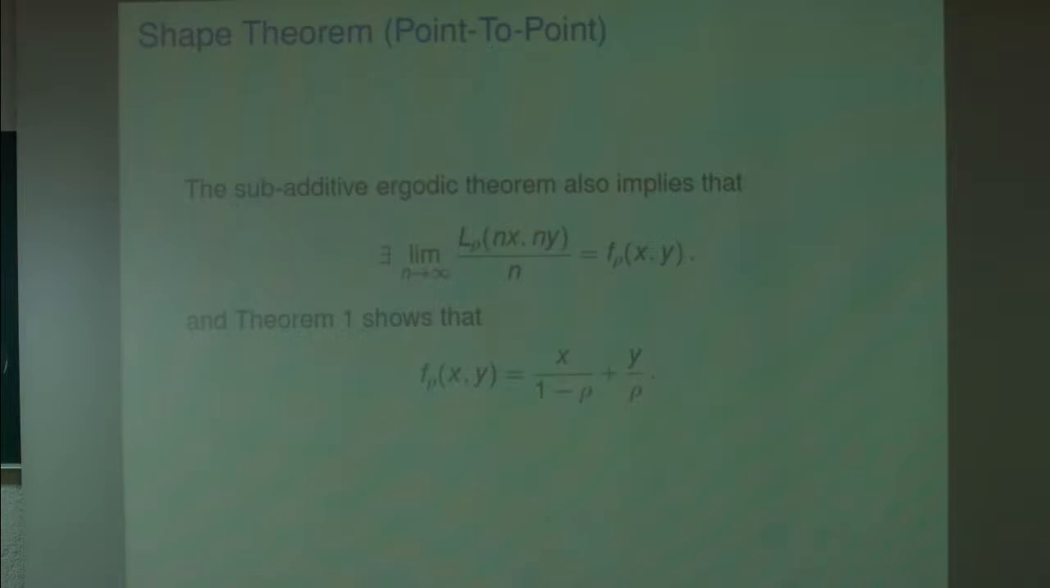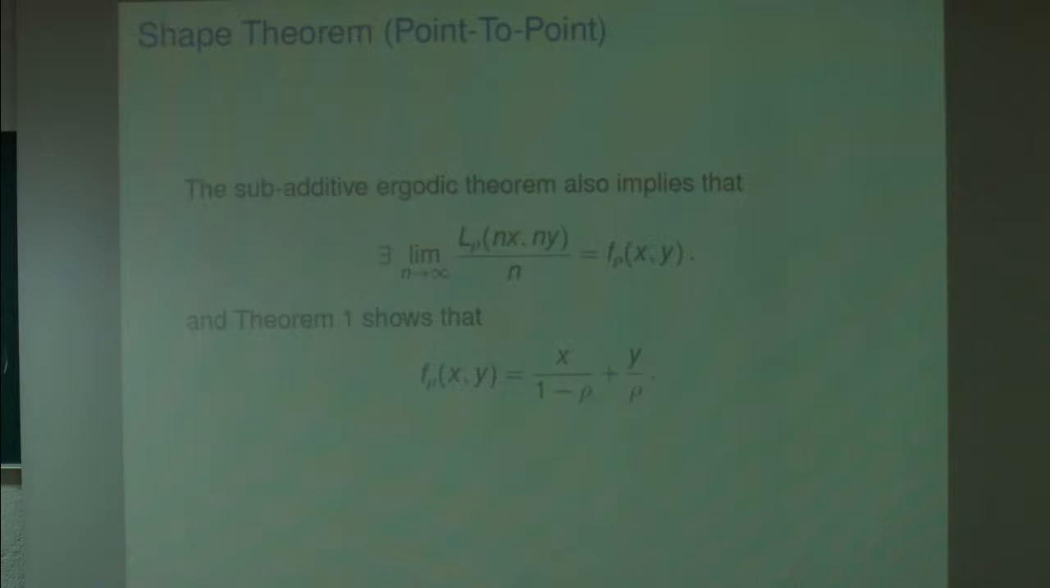So I have the point-to-point last passage, and I have the last passage with weights on the boundary. Again, it's also superadditive. If you multiply by minus, I have subadditivity, and then I can use again the subadditivity ergodic theorem. So you have a similar result, but now you have a different function, f of rho. And for this function, you can actually compute it very easily.